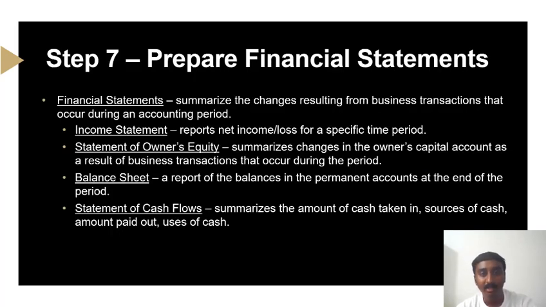Step 7. Prepare the financial statements. The financial statements summarize the changes resulting from business transactions that occur during an accounting period. The income statement reports net income or loss for a specific time period. The statement of owner's equity summarizes changes in the owner's capital account as a result of business transactions that occur during the period. The balance sheet is a report of the balances in the permanent accounts at the end of the period. The statement of cash flows summarizes the amount of cash taken in, the sources of cash, and the amount paid out, or the uses of cash.